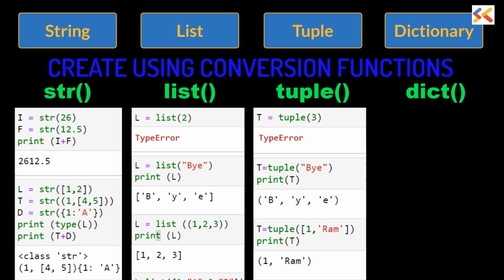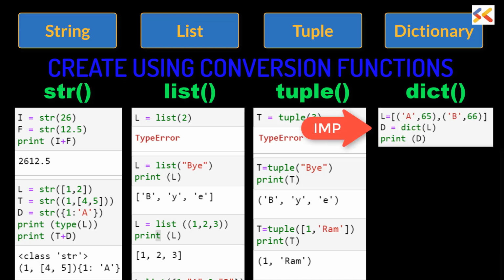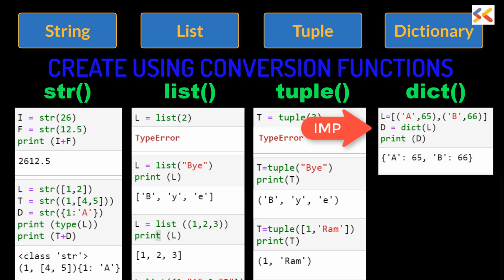Now let's see dictionary. It also has a dict function which can be used to convert other data types to dictionary, but just passing a int value, float, a string or a single list does not work. Here they need to be in a specific format. First method is if we give it a list of tuple, where each tuple is a key value pair, it will convert it into dictionary.